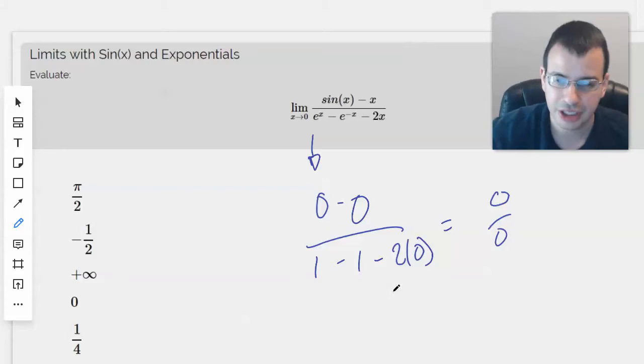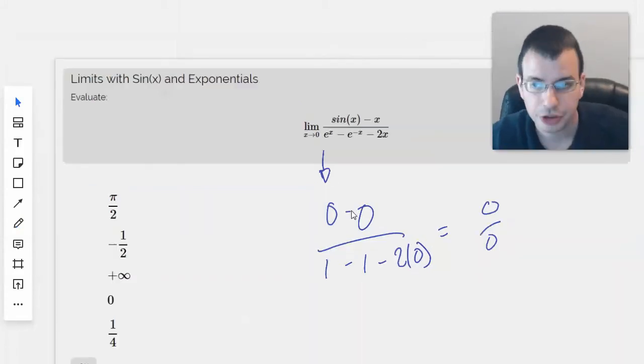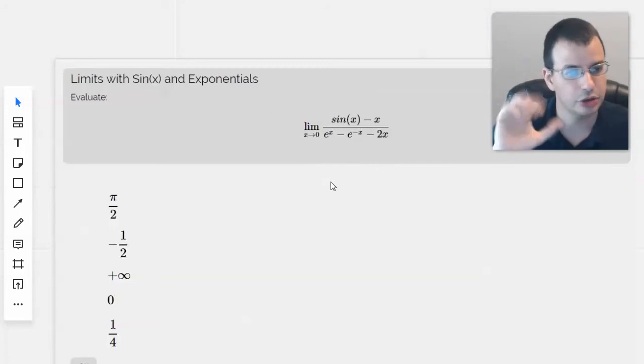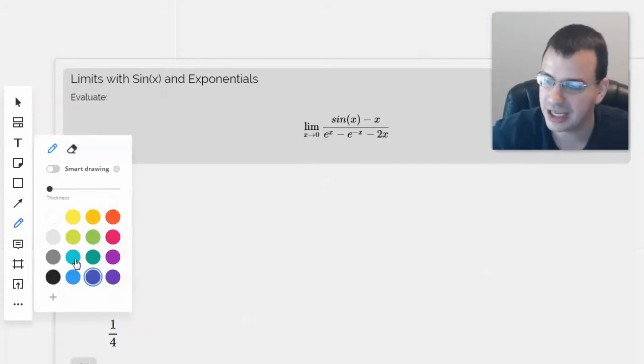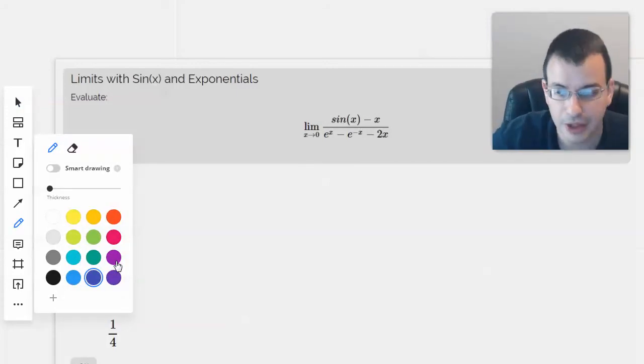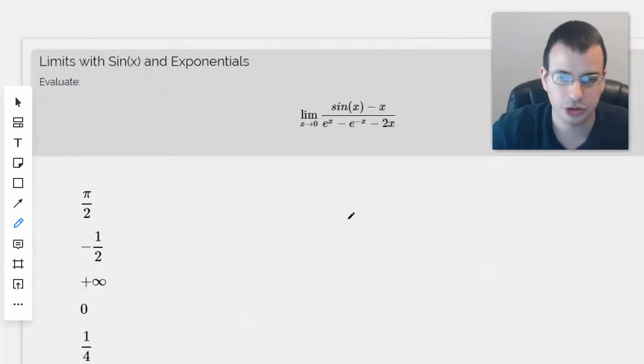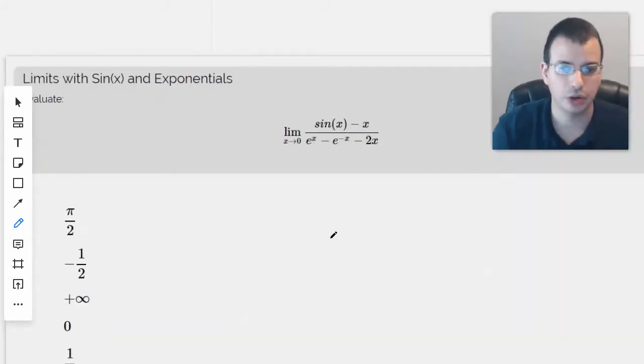So this is L'Hopital's rule. The idea is if you have an indeterminate form, 0 over 0 or infinity over infinity, then you take the derivative of the top, derivative of the bottom, take the limit to the same limit, and the answer you get will be the answer to the first one.